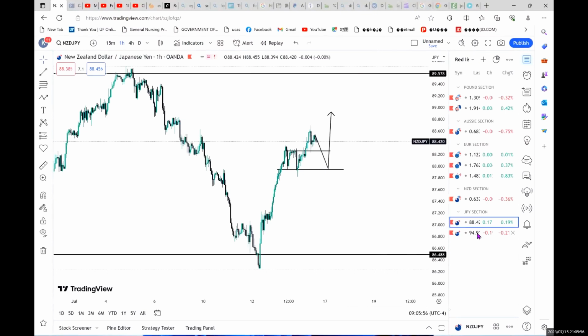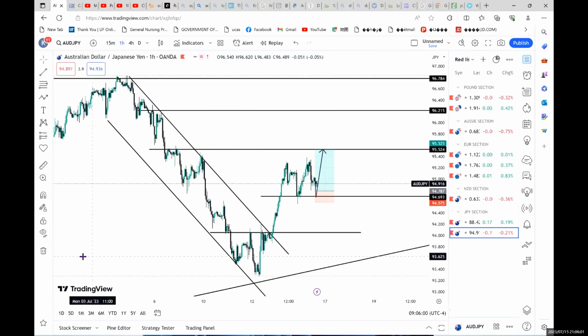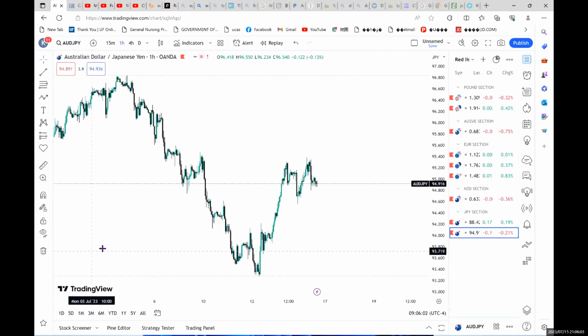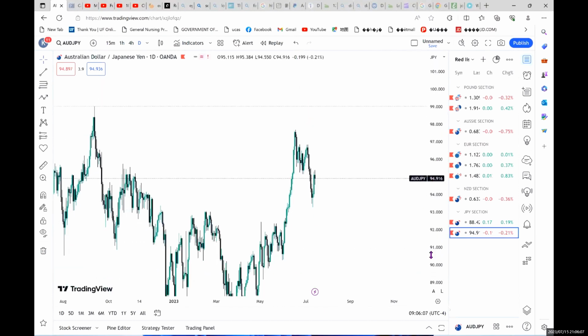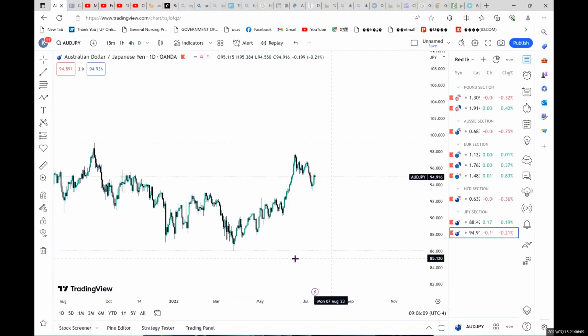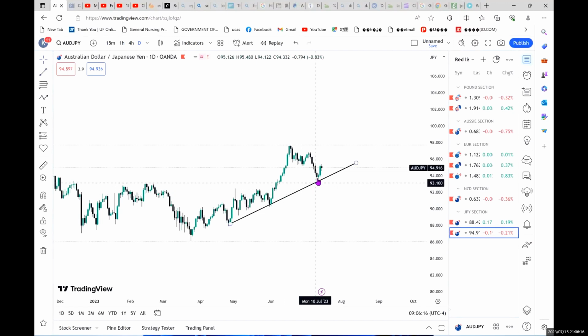Let's move on to AUD-JPY. The same, I'll be looking for the same things on AUD-JPY. Let's remove that drawing. Let's check out the daily time frame. As you can see, the daily time frame is bullish as well for AUD-JPY. And here you can see price is back on our trend line. Okay, so that's a good sign.